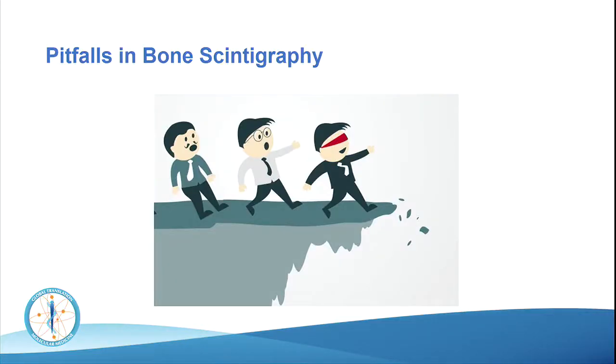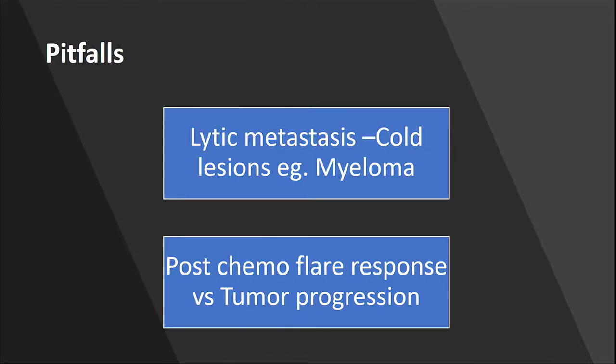So the pitfalls: what we have talked about are artifacts, but you should also be aware of the normal physiology and the variations which can come across in a normal skeletal scintigraphy, which can lead to erroneous judgment. Myeloma is one area where we should be very careful, as the potential combination of myeloma with other malignancies is also there in the long term.